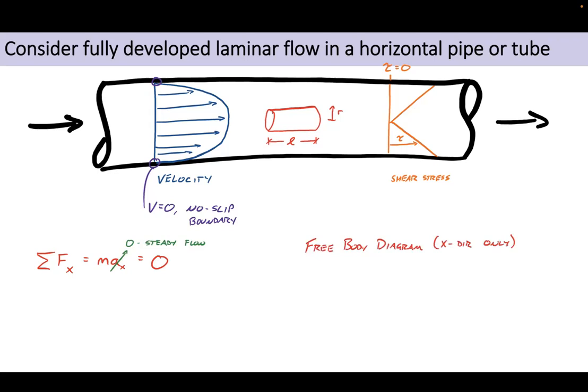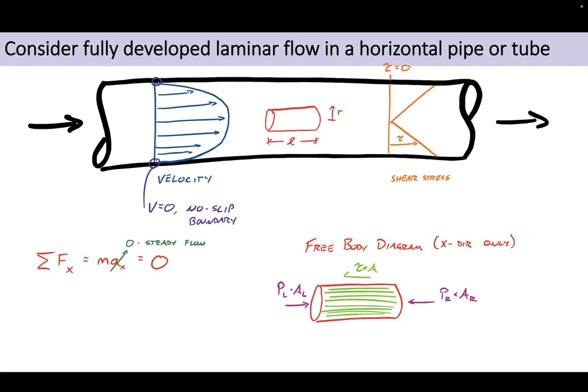So let's think about a free body diagram here, and we're only going to keep track of x-directed or horizontal forces in this case. So for our cylinder of fluid, we might have a pressure force on the left, and of course that's acting on the area on the left. Similarly, a pressure force acting on the area from the right. And then where the fluid is in contact with the pipe wall, so all the way around the inside of the pipe walls, we're going to have a shear stress multiplied by the area that's in contact with the fluid.